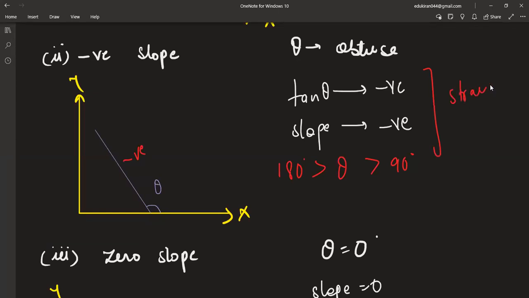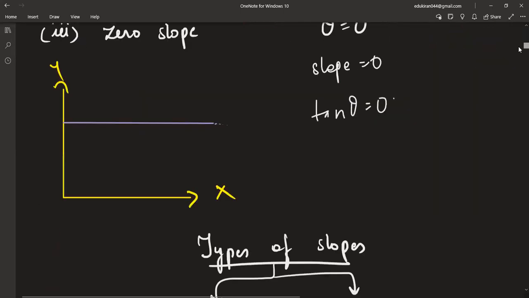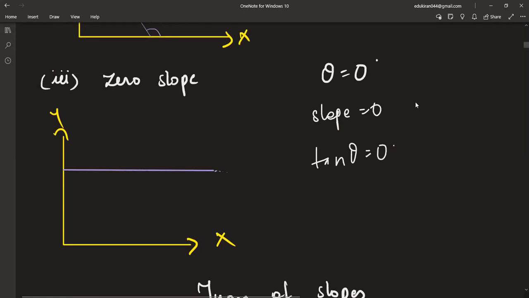The graph is still a straight line graph. Okay. Last is zero slope. Zero slope means when the value of the slope is 0. So see, there is no incline. This is also known as a straight line graph. All these are types of straight line. This is also a straight line graph.